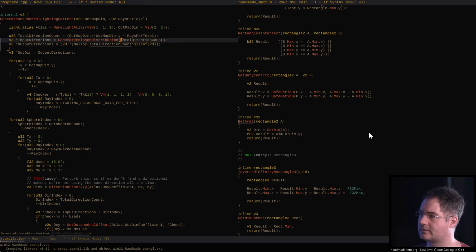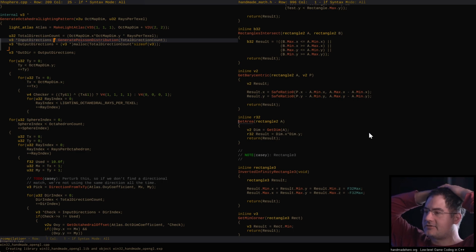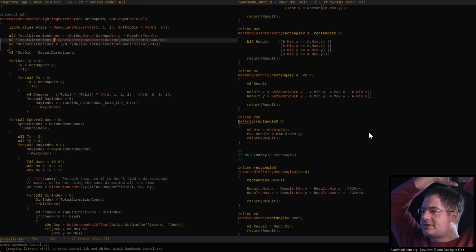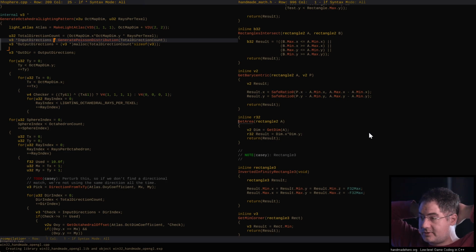Okay. So you can even see how this is obviously wrong. Like, you can even see where the bug's coming from. So we compute the total direction count, like we were doing that before. We were computing it differently, but it still was like, how many of these do we want to put out, right? And then we're asking for a Poisson distribution that's the exact number.